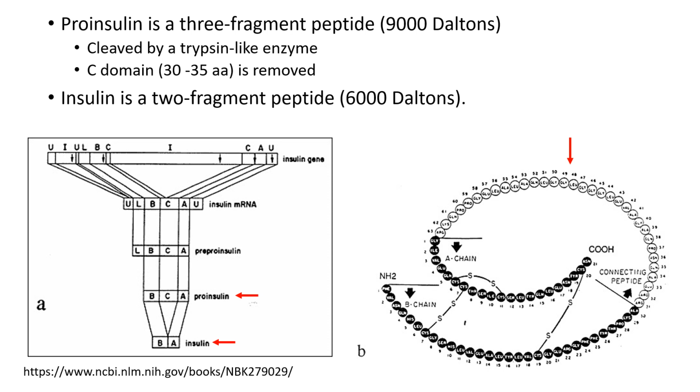The C domain must be cut out of this proinsulin in order to activate it. This cleavage occurs by a trypsin-like enzyme. It is going to cut 30 to 35 amino acids out of this 3-fragment peptide, therefore creating insulin, a functional insulin molecule. This functional insulin molecule is composed of 2 fragments, and it is going to have the weight of about 60 Daltons.